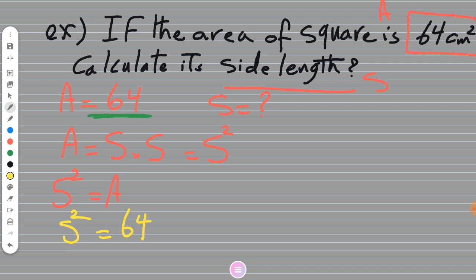I need only S. So what should I do to both sides? I should take the square root because the power here is 2. Square root of both sides. And 64 makes sense to us from the perfect squares. The square root of S to the power 2 gives us S, and the square root of 64 is 8 centimeters.